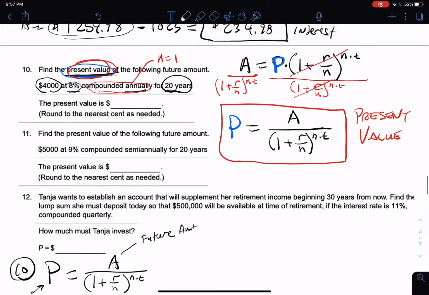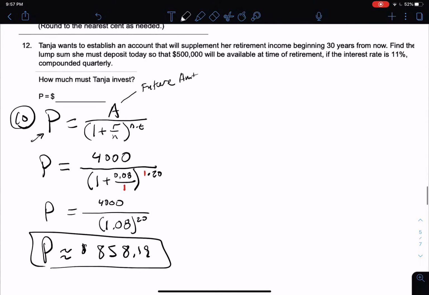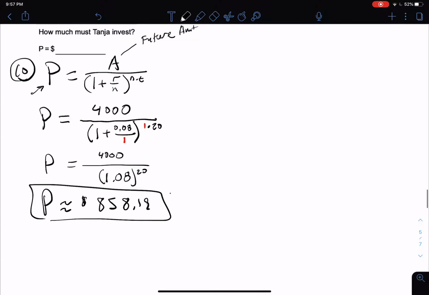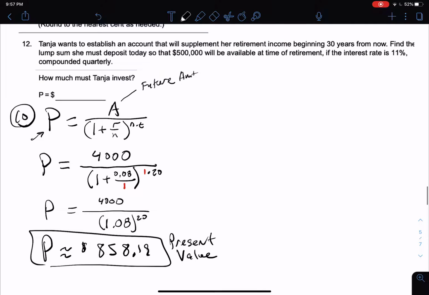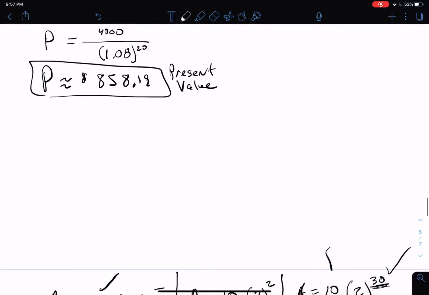So that's the language there. That's your present value. That's what you need. You need $858.19 in order to have $4,000 in this situation. Okay. All right, let's do the next one, number 11.